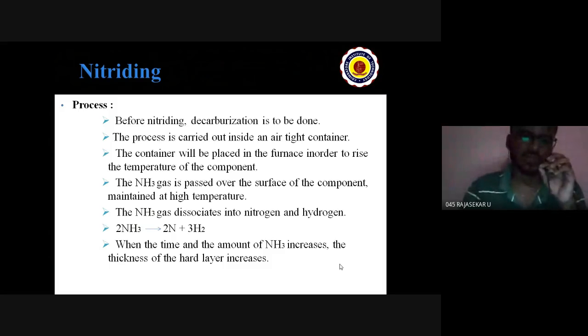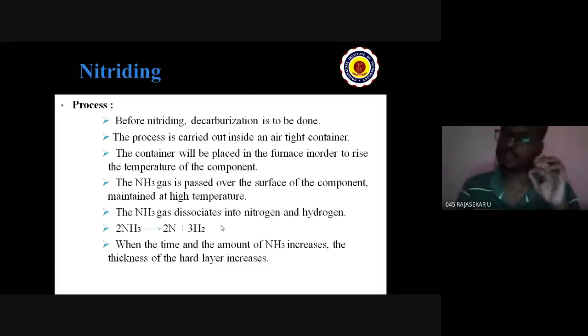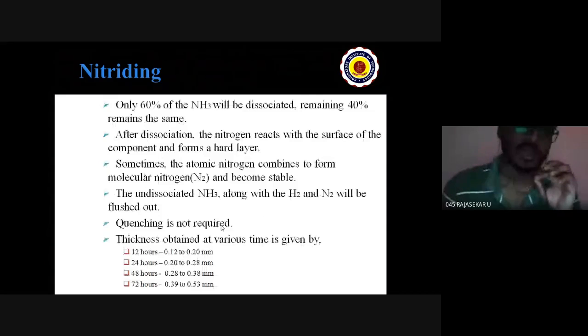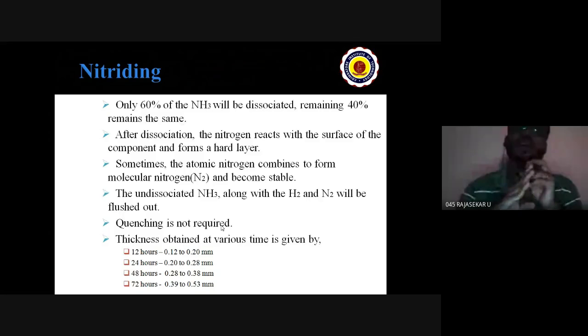I give the equation for the dissociation of ammonia, dissociating into nitrogen and hydrogen. When the time and the amount of ammonia increase, the thickness of the case will increase. It greatly depends on the time taken to carry out the process and the amount of ammonia we are supplying. The entire ammonia that we supplied will not be dissociated entirely. Only 60% of ammonia will be dissociated. The remaining 40% remains as it is.